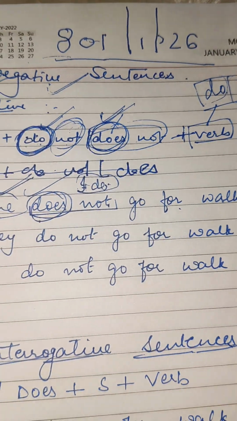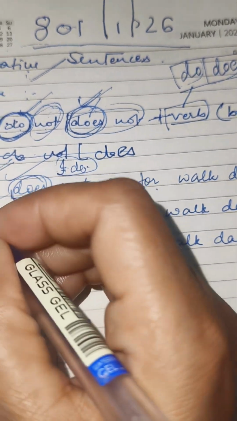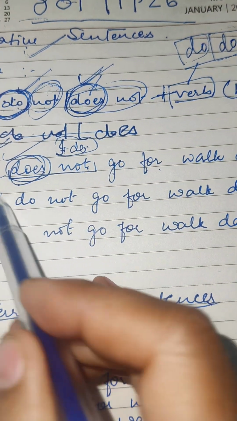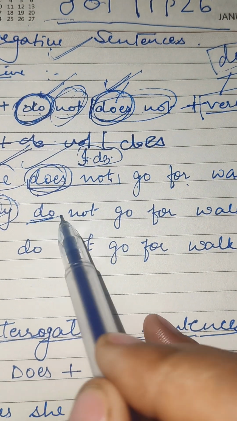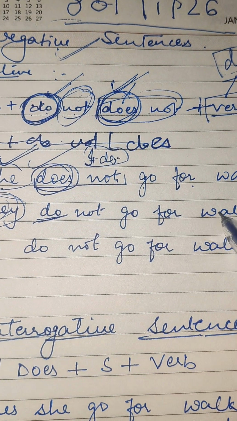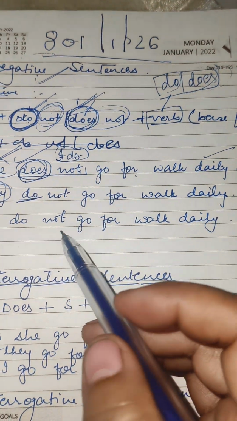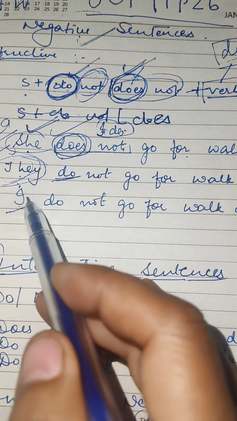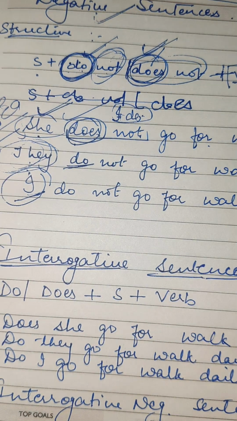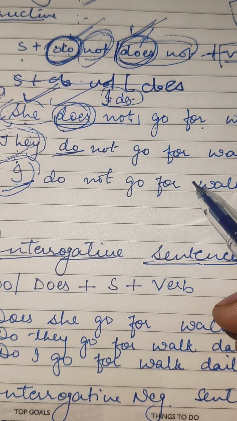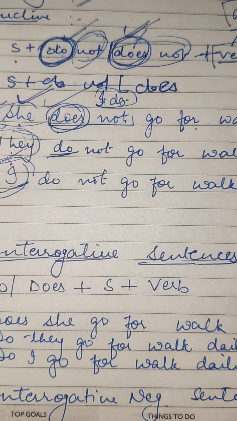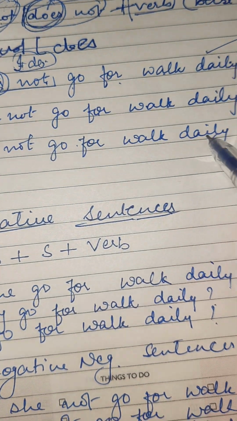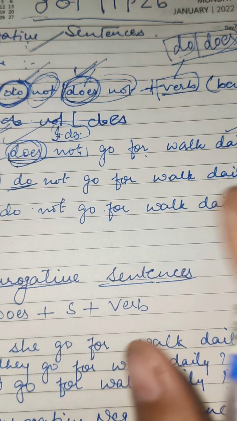So these are examples of negative sentences. Here our subject is plural, so we have used do. They do not go for walk daily. As I told you, we use do with all the plural subjects including I. So here, I do not go for walk daily. So that was all about negative sentences.